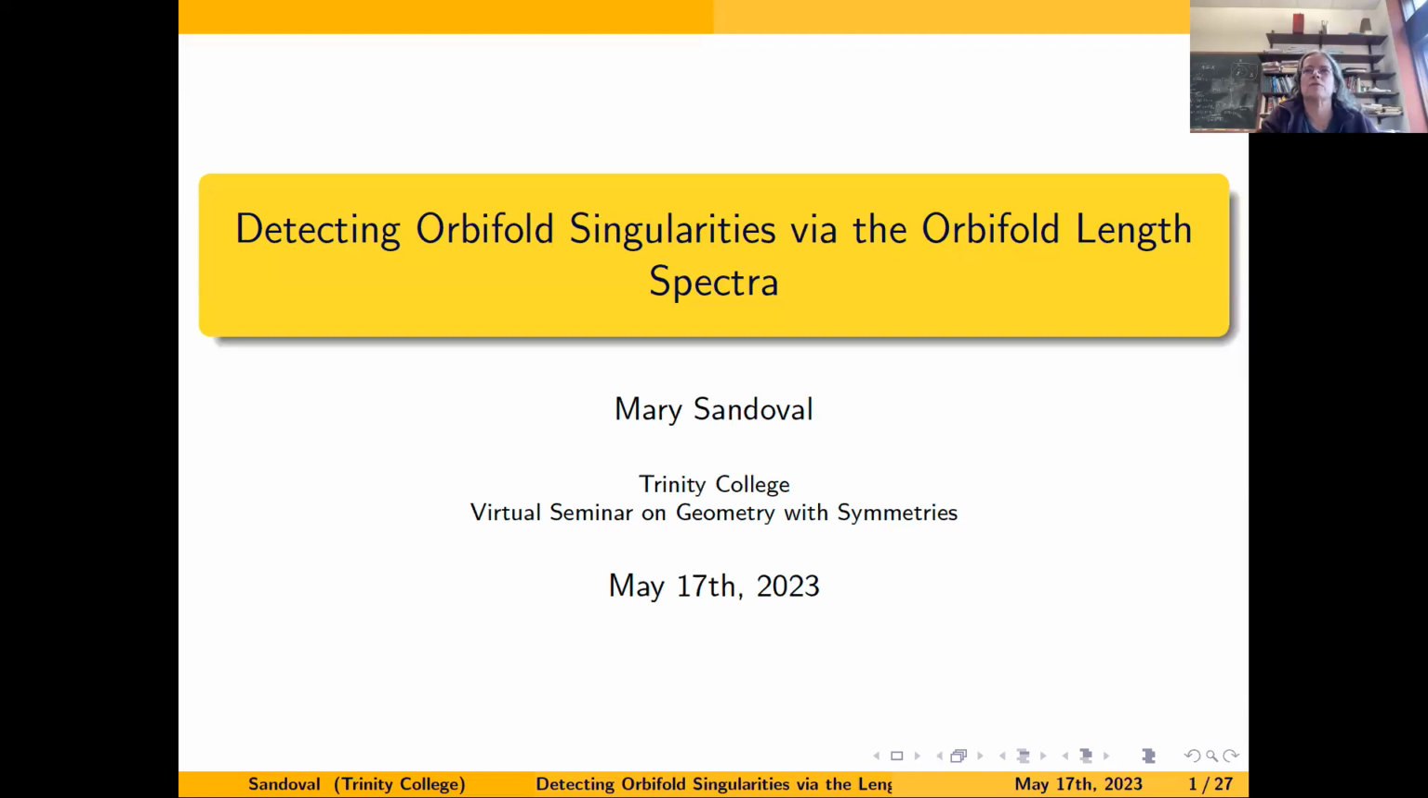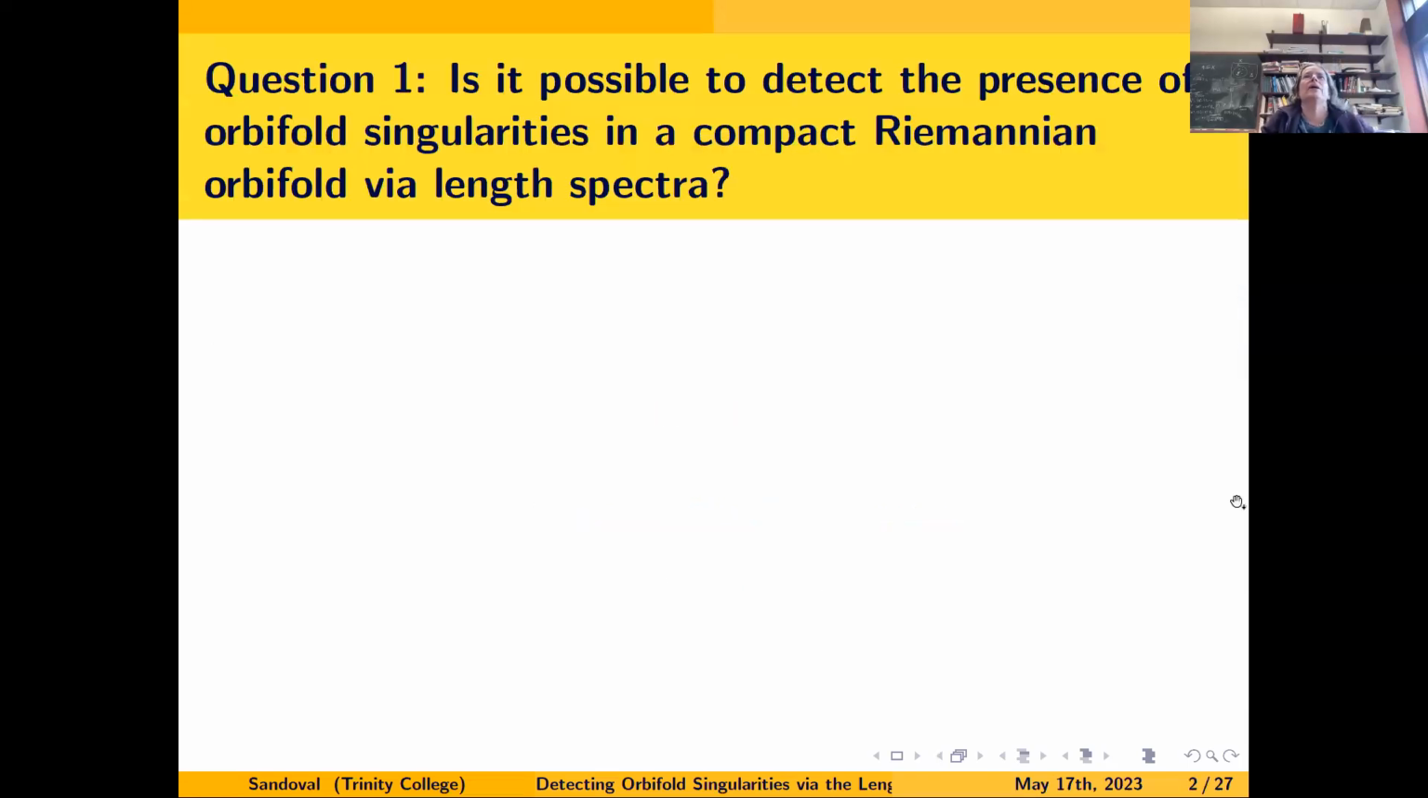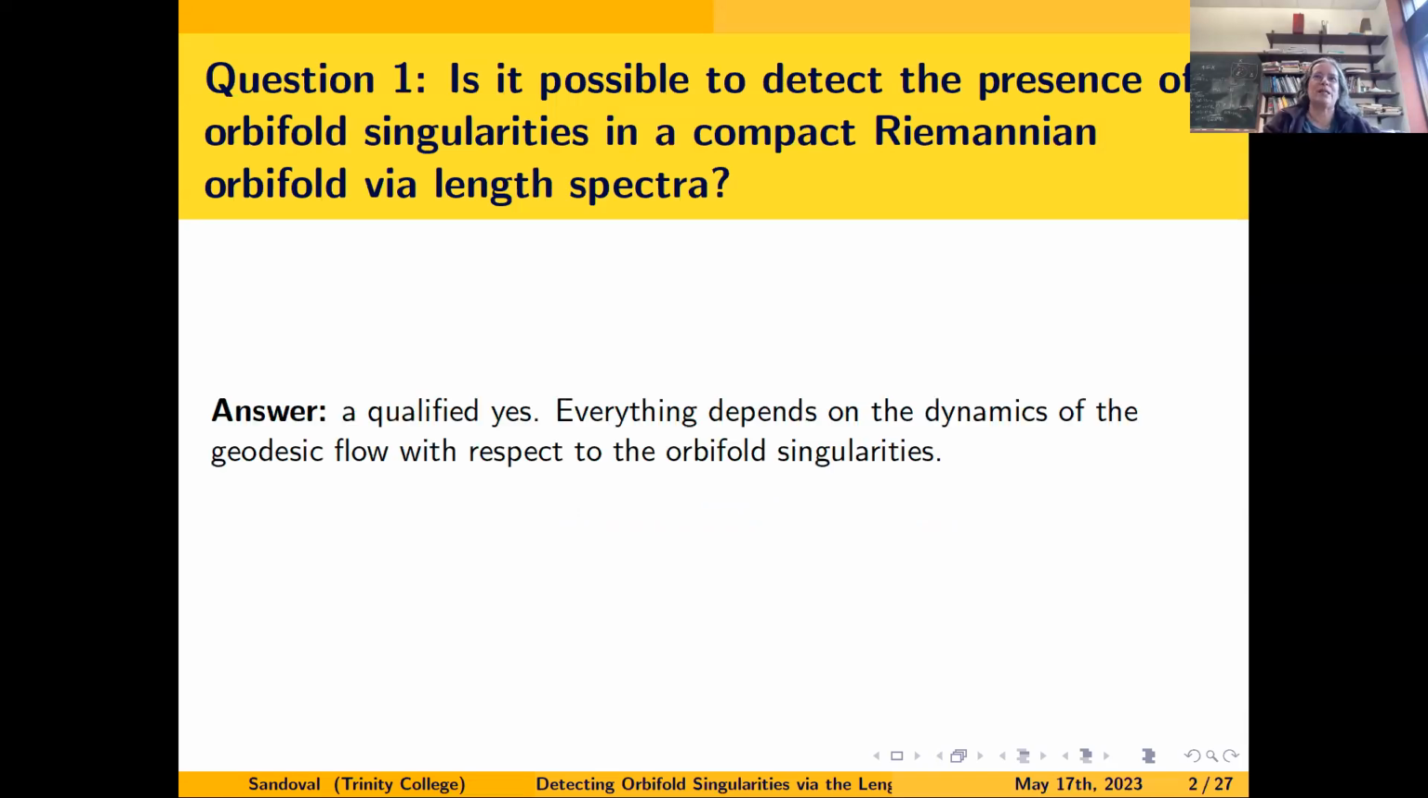This talk will address two questions. The first question asks: is it possible to detect the presence of orbifold singularities in a compact Riemannian orbifold via some length spectra, the length spectrum of the orbifold and another one that I'll be introducing? The answer is a qualified yes. Everything depends on the dynamics of the geodesic flow with respect to the orbifold singularities, and we're going to see some interplay there that's kind of nice.